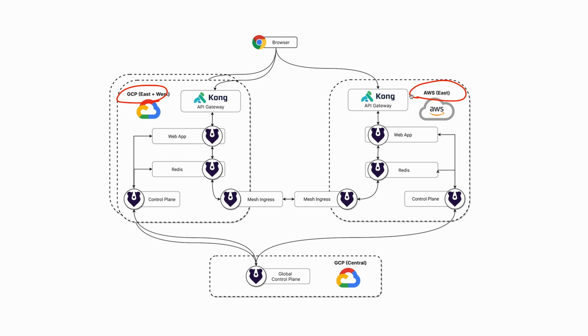Each cluster is fronted with a Kong API gateway, where traffic is routed to our front-end application, which then connects to Redis to retrieve a counter. All of the services across every region are deployed in a service mesh, so each pod in each cluster has a sidecar proxy that talks to the rest of the services in the mesh. It's through these sidecar proxies where mutual TLS is enforced and load balancing takes place.